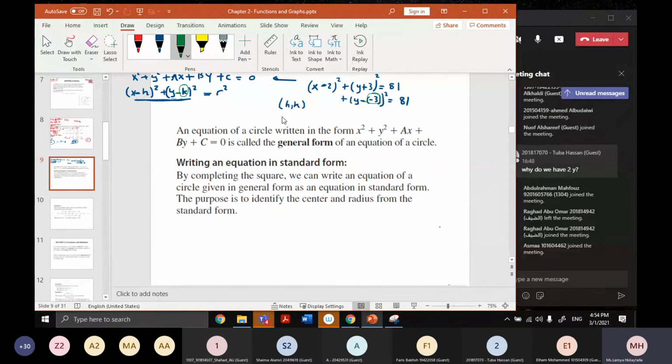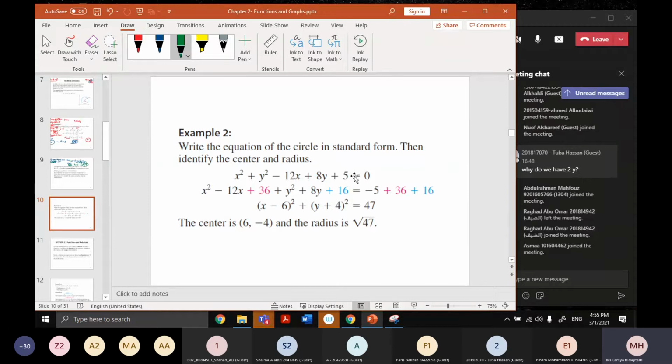So what is the center? The center is the point 2, minus 3. So always be careful. Is your equation in the same form as this one or not? So this is the center. Then what is the radius? The radius r squared is equal to 81. So r is equal to 9. The radius is 9. Clear? So easily, if I have the equation in this form, I can find the center and I can find the radius.